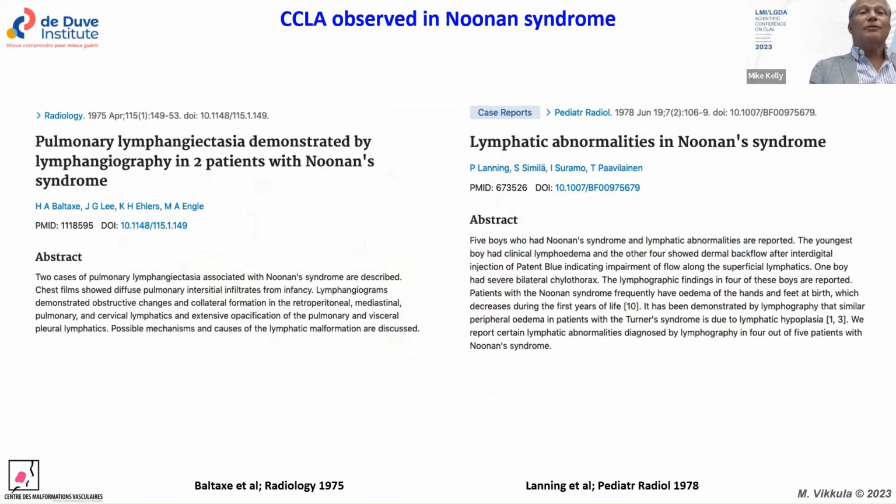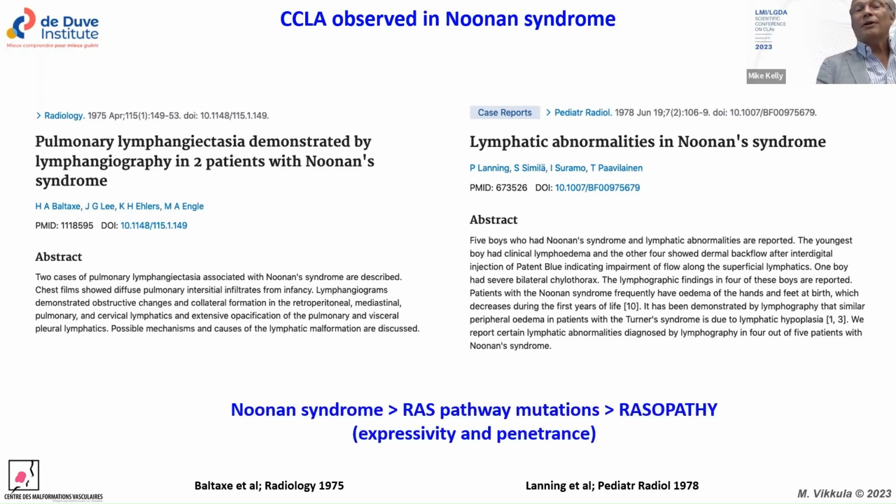And actually, the lymphatic problems had been recognized as being part of Noonan syndrome already in the literature in the 70s. Here are just two examples, but there are others. And this has kind of been overlooked, probably again because we are in silos. The geneticists were not that interested in lymphatics, and those who were interested in lymphatics were not interested in Noonan syndrome necessarily. But now we know that Noonan syndrome has RAS pathway mutations.